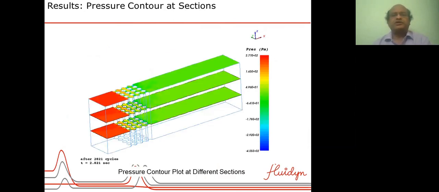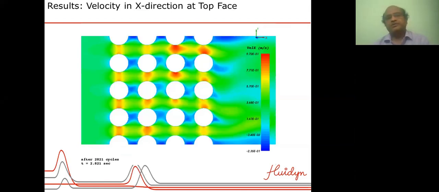So if you look at the pressure contour plot, you can see that at the inlet, pressure is high, and at the downstream, the pressure is low. Because of the tubes, there is a large pressure drop across the tubes. And we can also see there are wakes and this vortex shedding behind the tubes and their interaction with the tubes in the downstream.